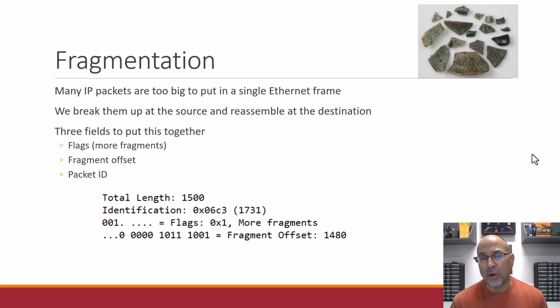Now the other thing that's notable here is the total length is 1500. If you are sitting on an Ethernet network, 1500 is the maximum data size that you can send across the network. And so anything larger than that would have to be fragmented.